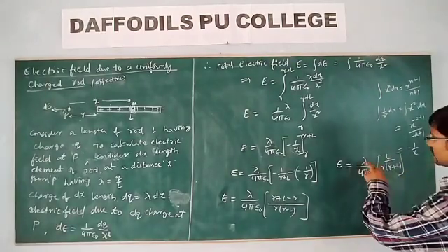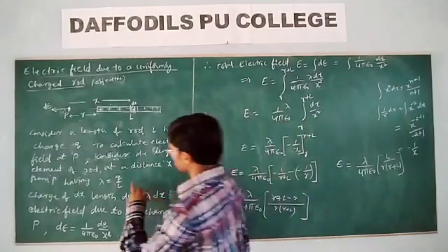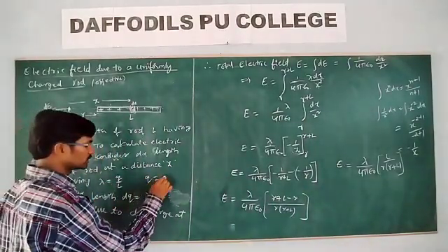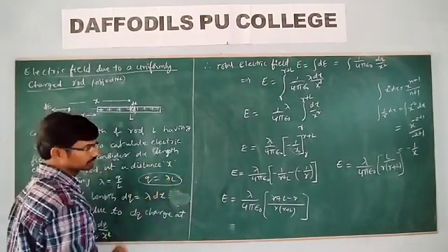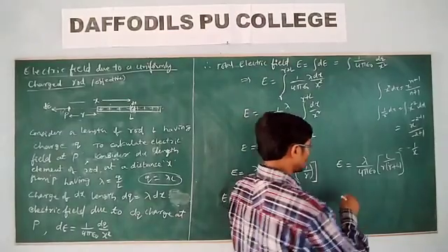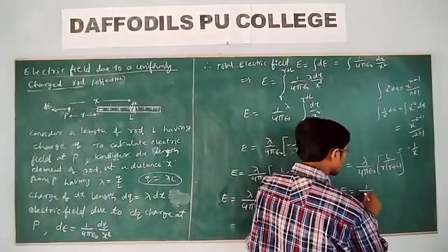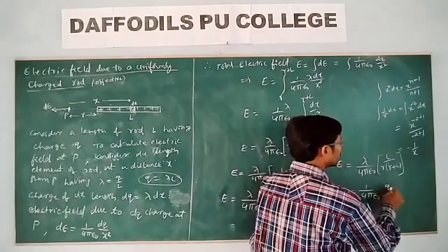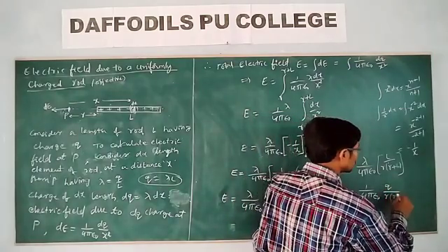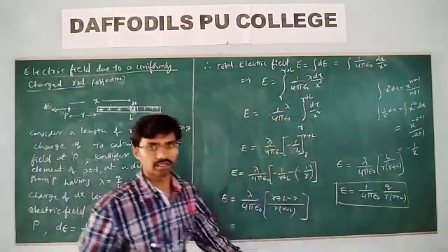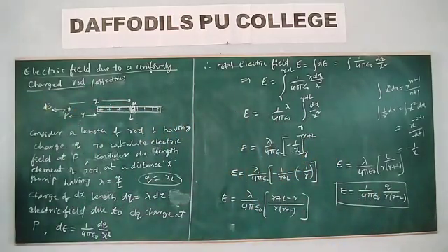But remember, what is lambda into L? Lambda is equal to Q by L, but lambda into L is nothing but what? Q is equal to lambda into L. So instead of this lambda, can we substitute Q? Therefore, E is equal to 1 by 4 pi epsilon naught Q by R into R plus L is the electric field due to a charged rod.